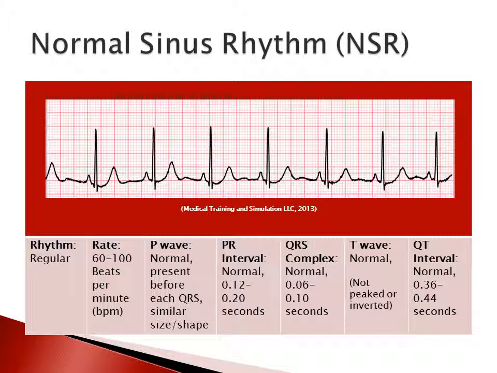And lastly, the QT interval from the beginning of the QRS complex to the very end of the T wave measures out to be 10 boxes, which means it's 0.40 seconds, and that falls right within the normal range of 0.36 to 0.44. So all of the parameters here are normal, which means this is definitely a normal sinus rhythm strip.